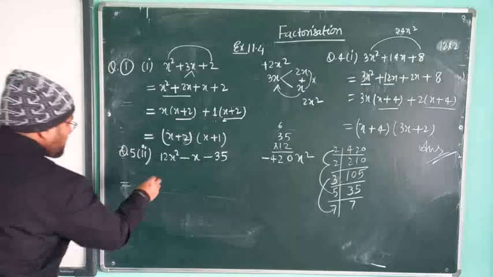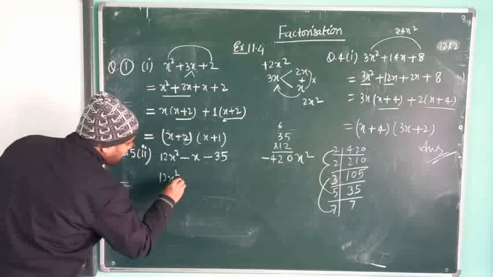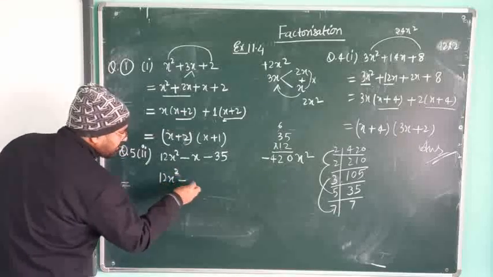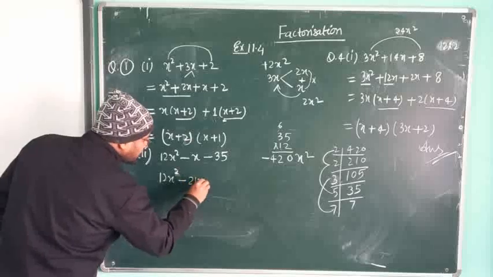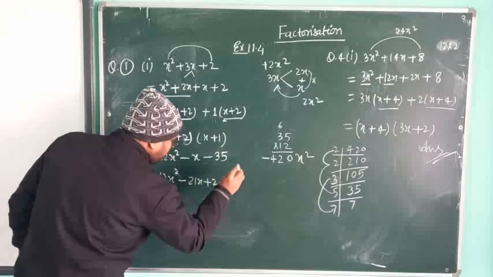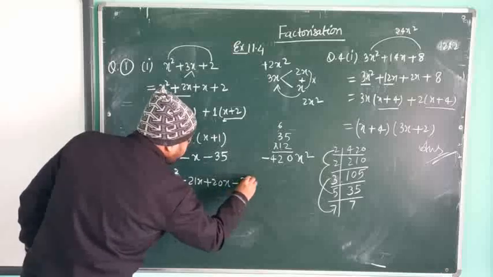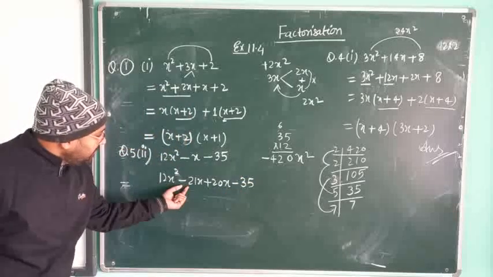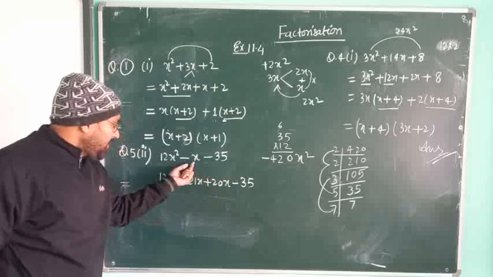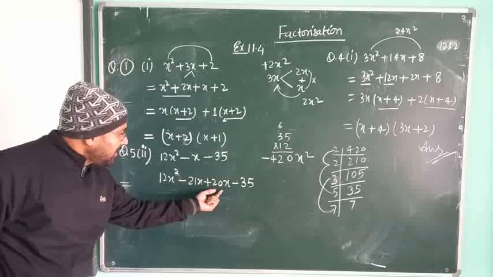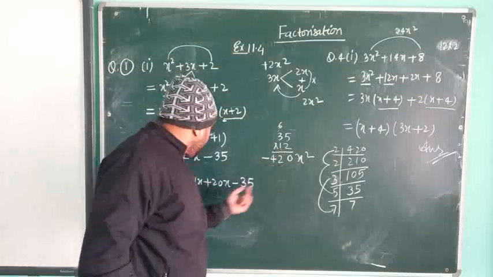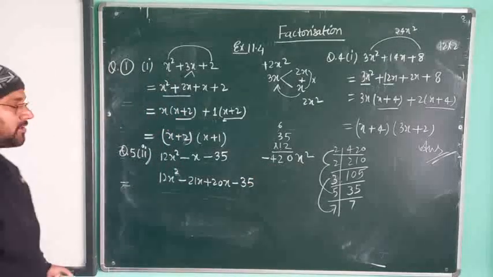So see this one, 12x square minus 21x plus 20x minus 35. See this one, minus 21 plus 20, we are getting minus x, and 21 is multiplied by 20, with minus sign, we are getting minus 420.